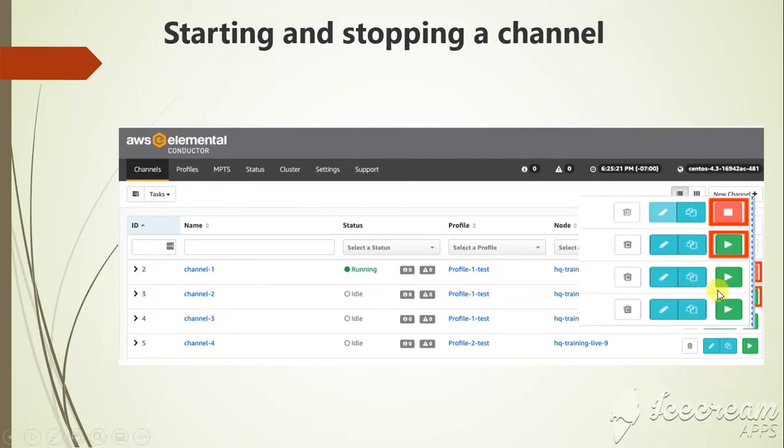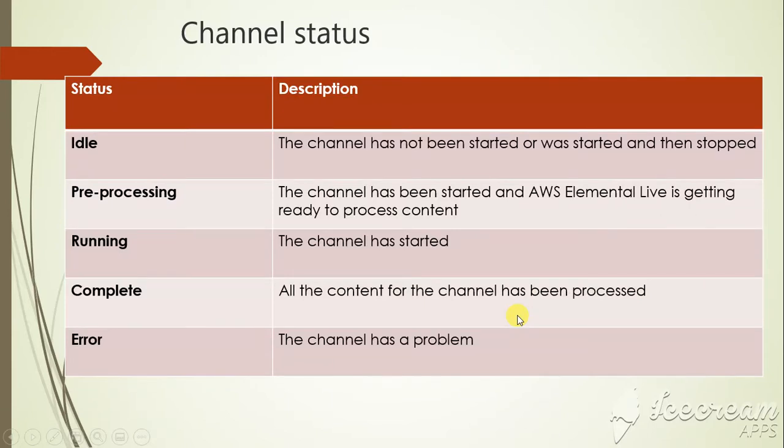So how do you stop and start the channel? To start the channel, you have to press this green button. To stop the channel, you need to press this red button. So likewise, you can manage the channel. As I said, the channel has five statuses. The status means to start the channel.